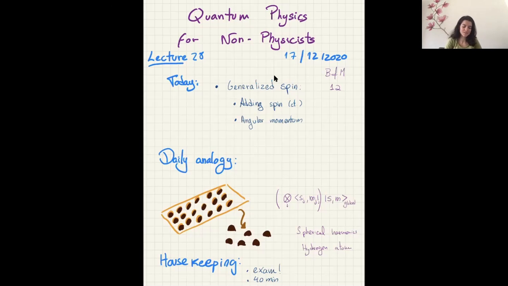So this is lecture 28, and today is the 17th of December. And today we'll continue with spin. So we'll talk about generalized spin and continue on how to add systems with different spin. And we'll start talking about angular momentum. We'll see how far we get into this.